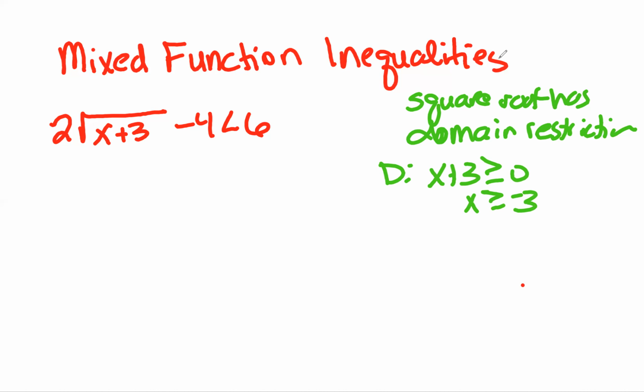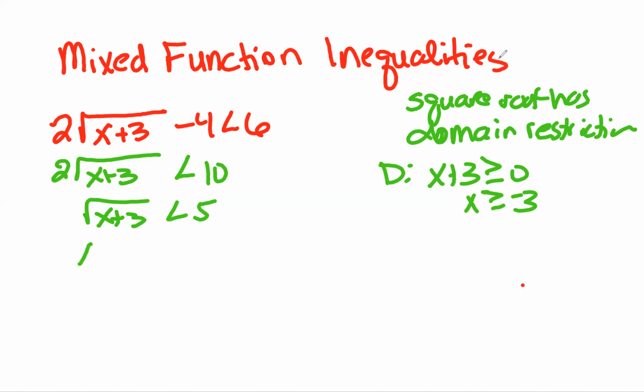Now, solve your problem the normal way. So add 4. Divide by 2. Square both sides. So we keep the process the same that we had to begin with. And you get x plus 3 is less than 25. Sorry. So subtract, and you get x is less than 22.